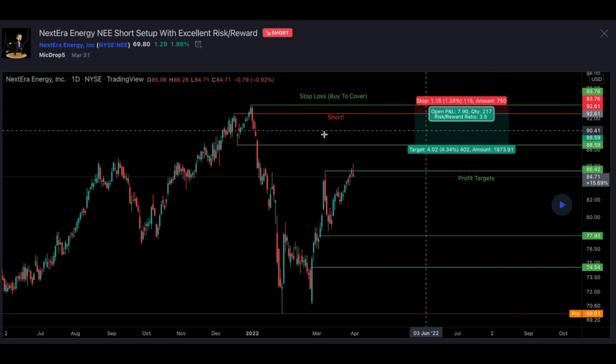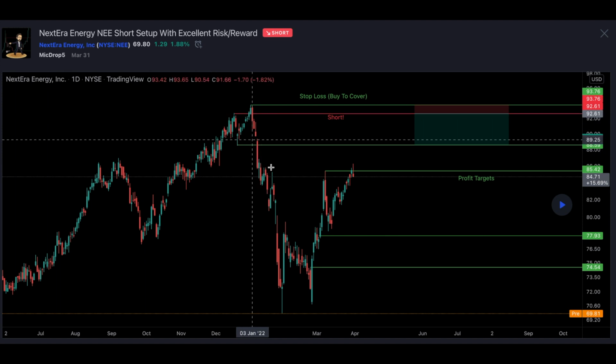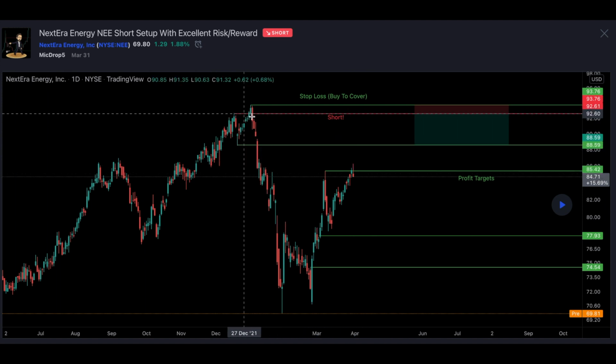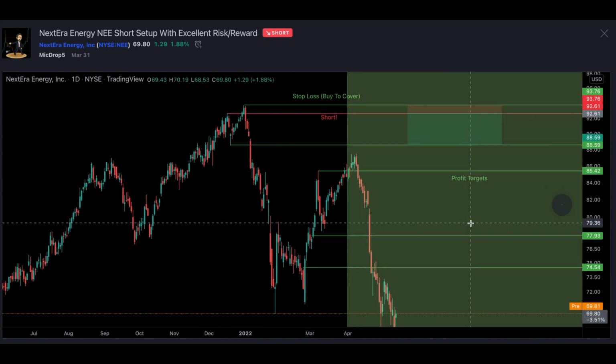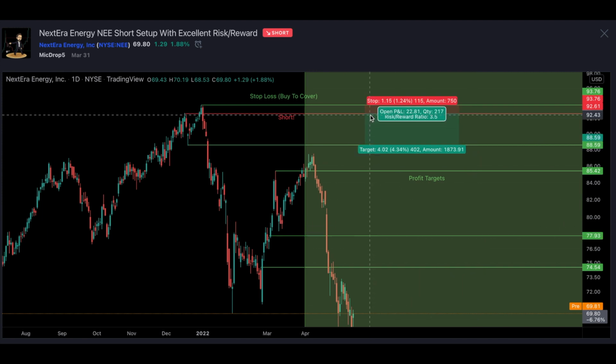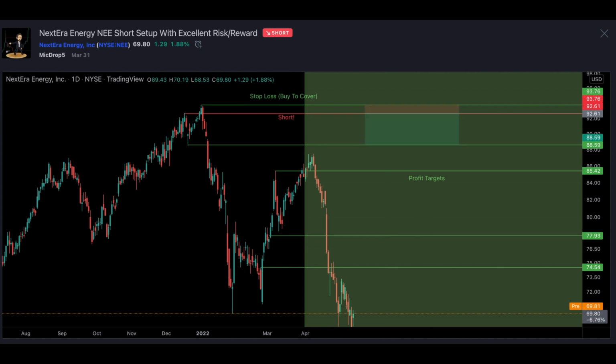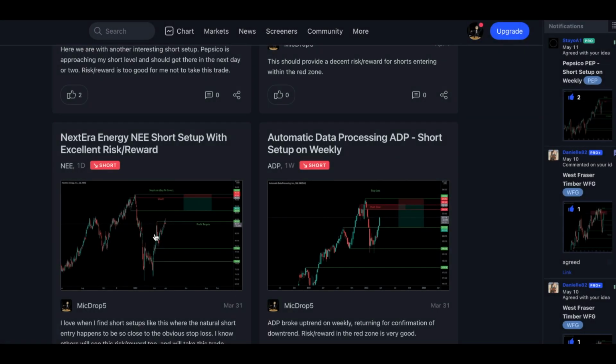And the setup is clean, so I was like, they might dump it from here, but I'd really like to get it here. And sure enough, they just dumped it. It still might get back up there at some point. That would be a really great risk reward trade right there. So let's keep going through these.